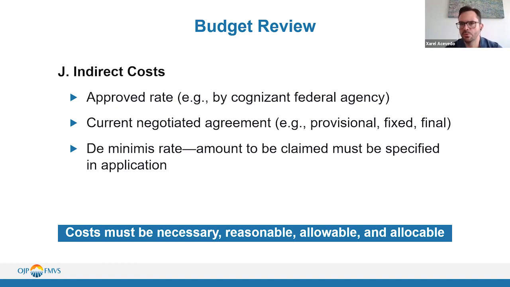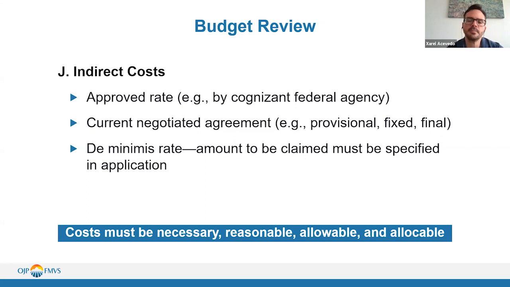Remember, when you have an approved rate, be very aware of when it expires. If you're in the middle of an award and it expired, you will not be able to claim that indirect cost rate again. So have in mind when it expires and renegotiate it on time, so that doesn't happen.